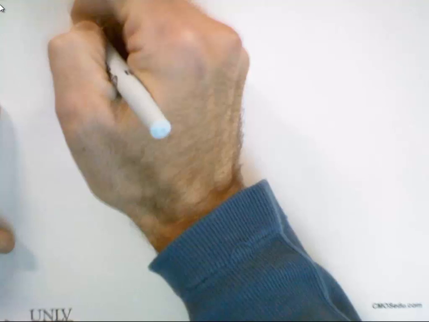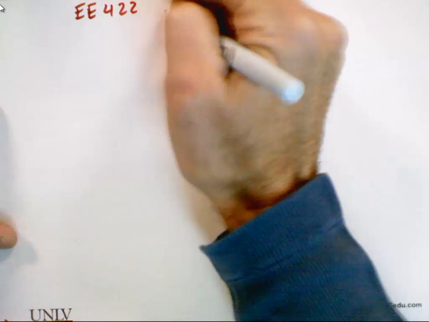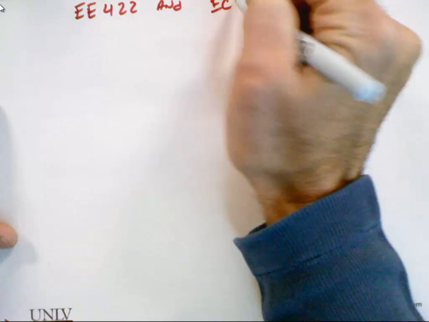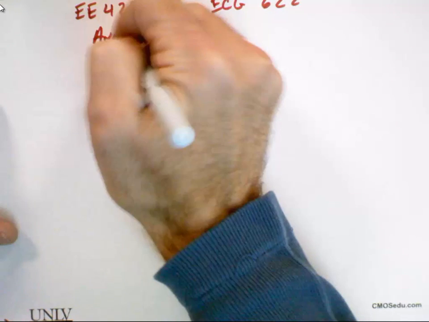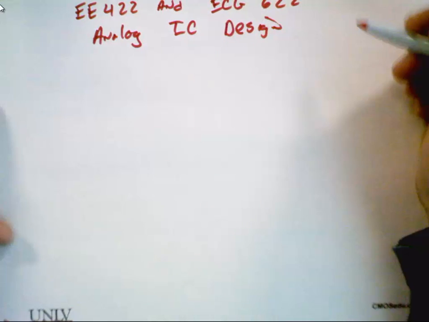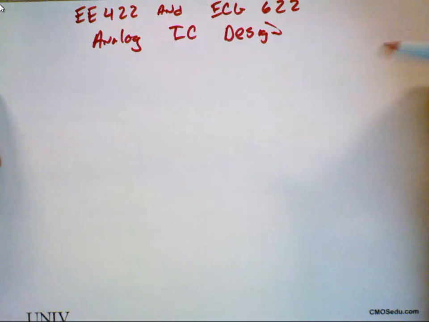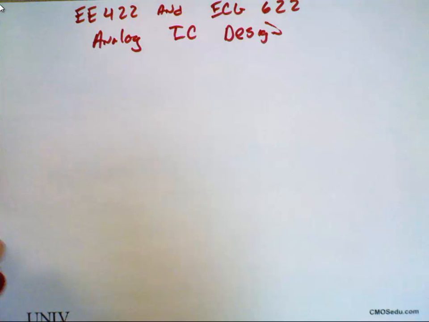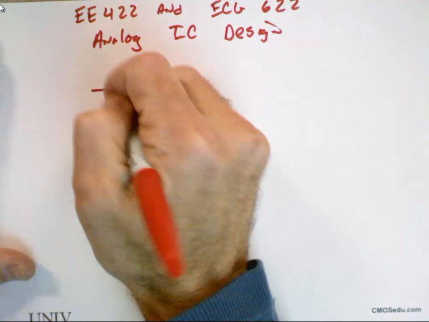This is EE 422 and ECG 622, and it's basically analog IC design. This is going to be my last really, hopefully, trivial lecture because I'm kind of thinking that I'm going real slow and introducing the concepts, and hopefully you think the same thing. But let's look at this circuit right here.